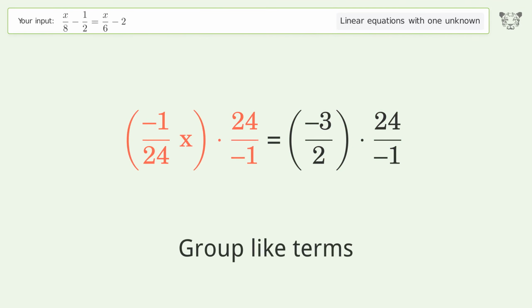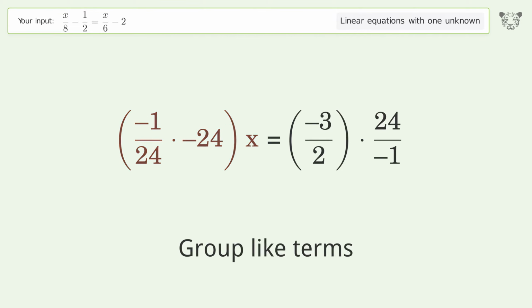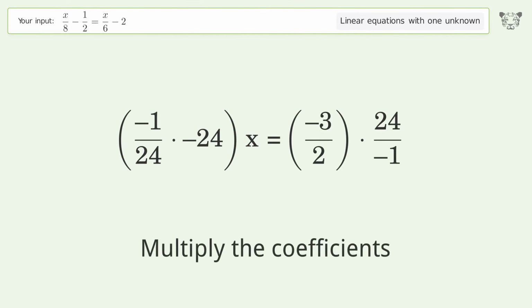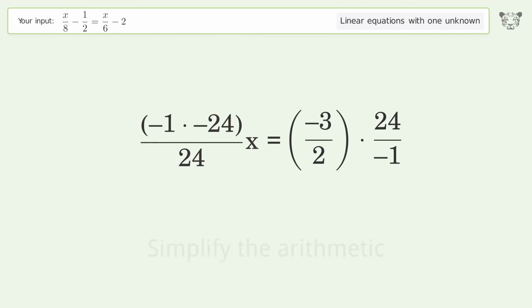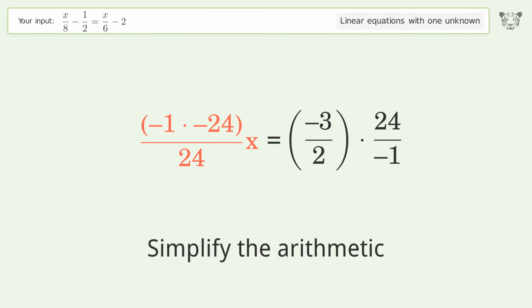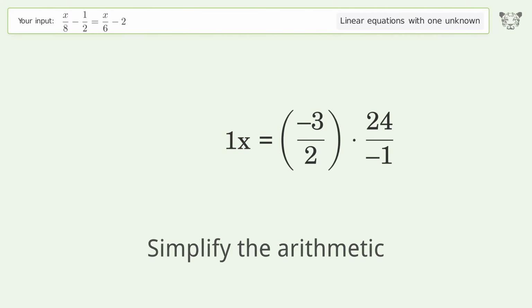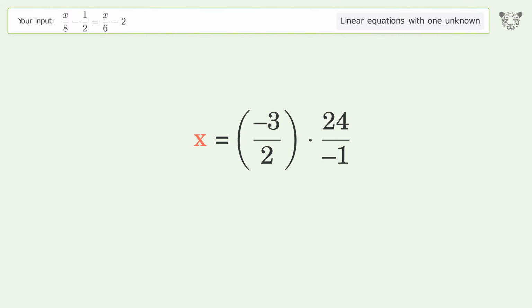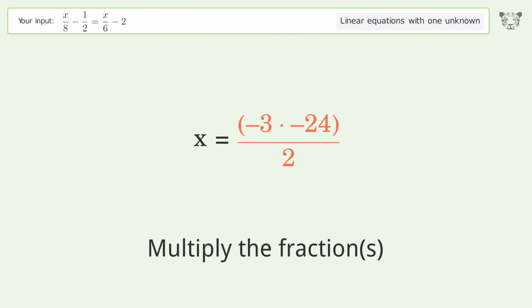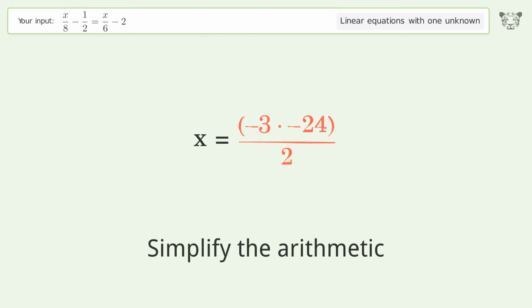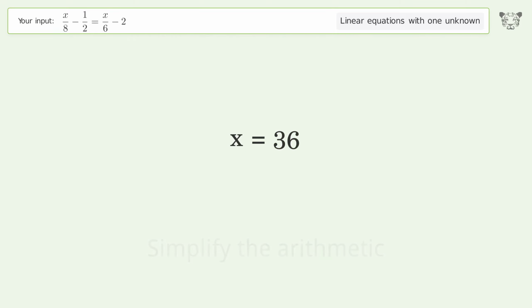Group like terms. Multiply the coefficients. Simplify the arithmetic. Multiply the fractions. Simplify the arithmetic. And so the final result is x equals 36.